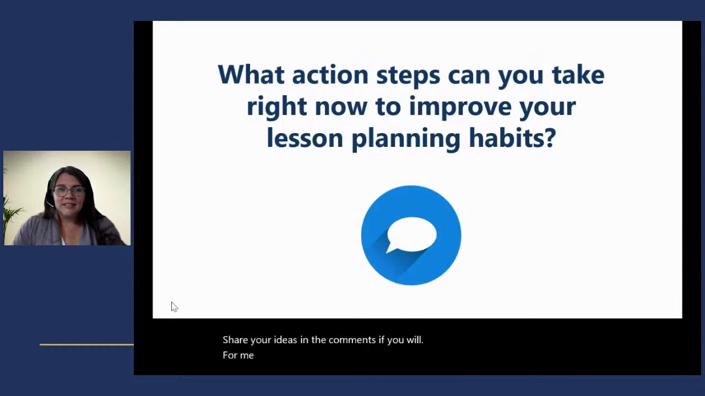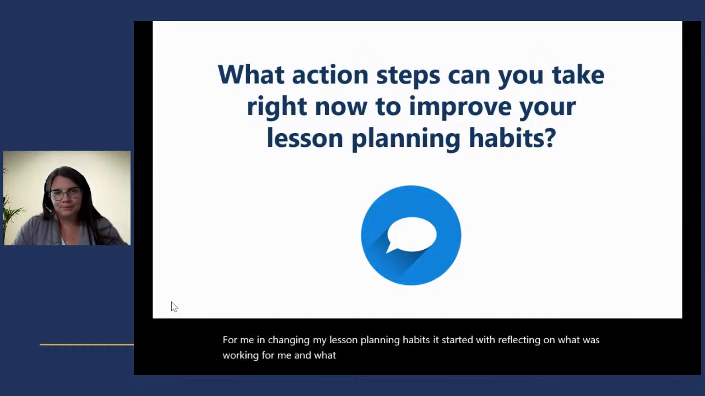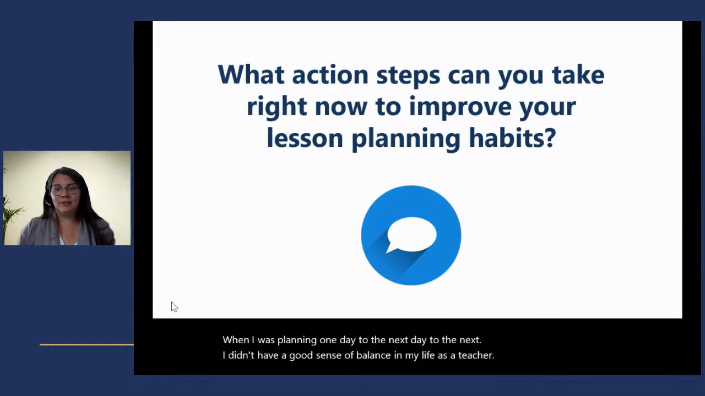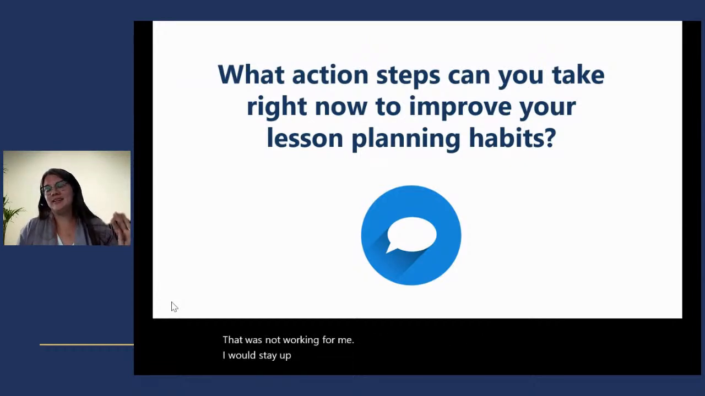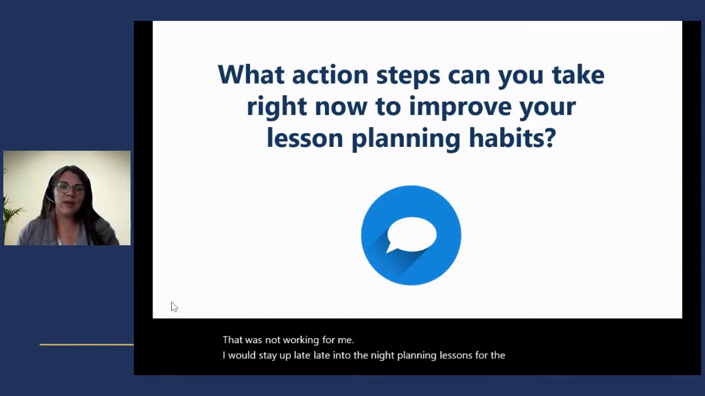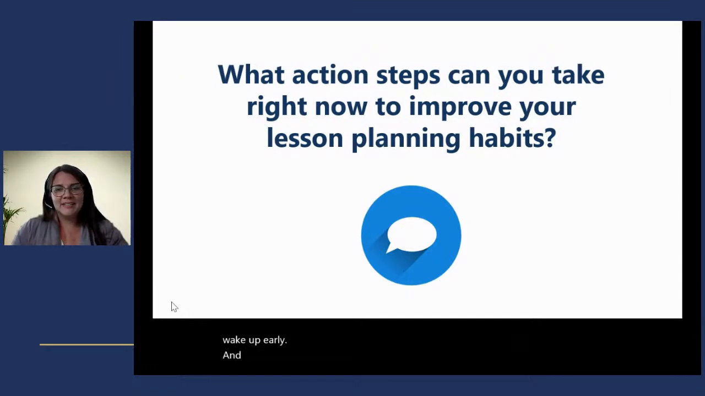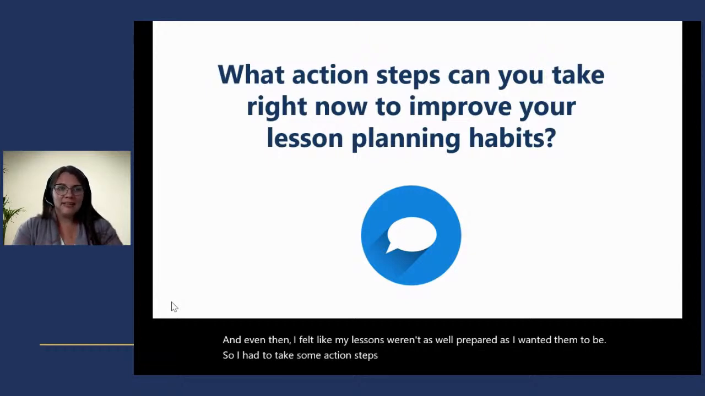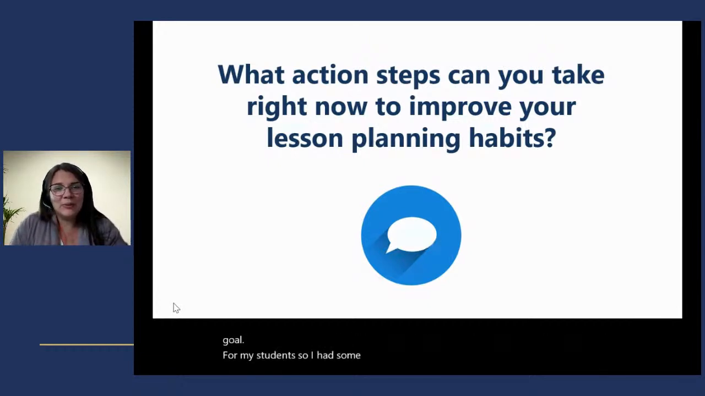For me, in changing my lesson planning habits, it started with reflecting on what was working for me and what wasn't working for me. When I was planning one day to the next day to the next, I didn't have a good sense of balance in my life as a teacher. That was not working for me. I would stay up late into the night planning lessons for the next day, and then I'd wake up early. And even then, I felt like my lessons weren't as well prepared as I wanted them to be. So I had to take some action steps towards planning ahead, starting with writing a big goal for my students so I had some clarity about what I was aiming for.